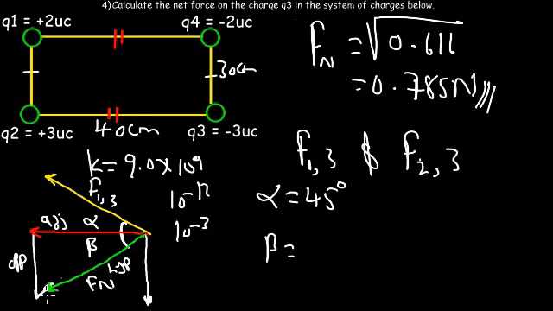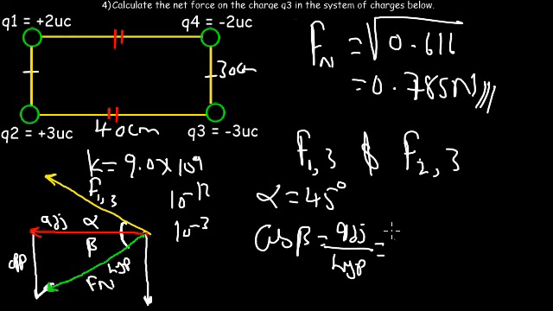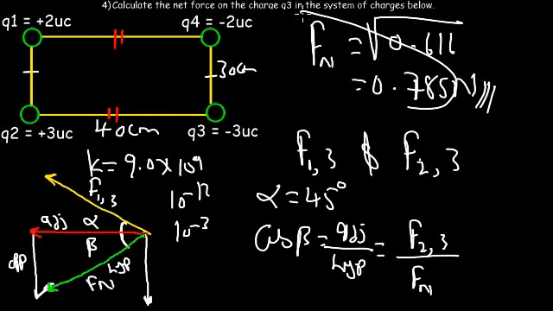So let's do that. We just need to find the value of beta. We know what function connects hypotenuse relative to the angle and the value of adjacent. So that should be cos. So cos beta is equals to adjacent, which is, let me just write it first, divided by hypotenuse. So adjacent is f sub 2,3 and hypotenuse is f sub n that we got here. Okay, hopefully you are with me.